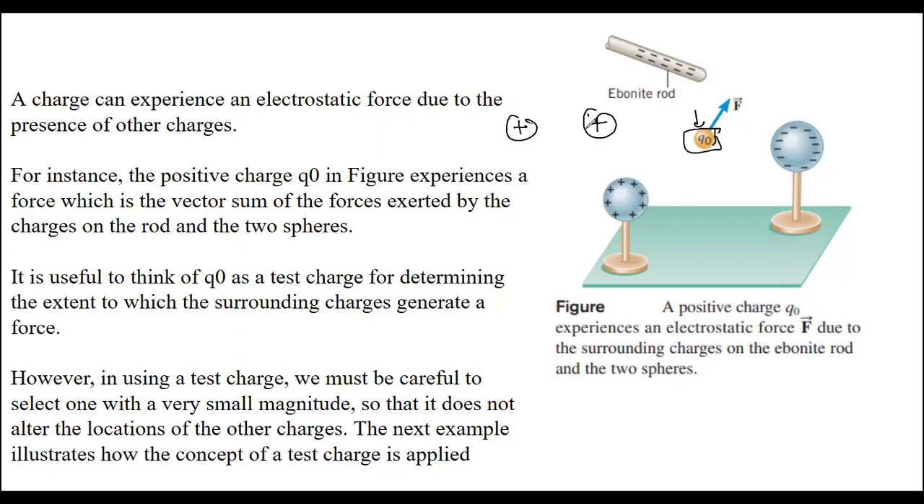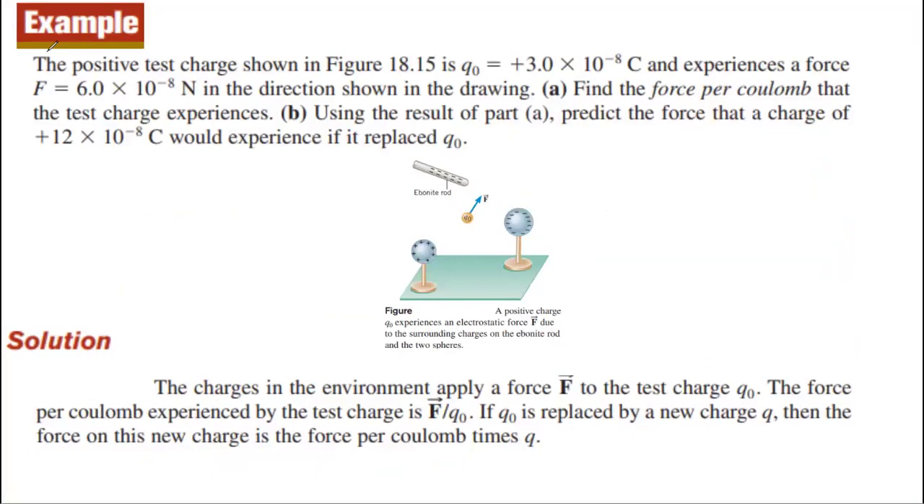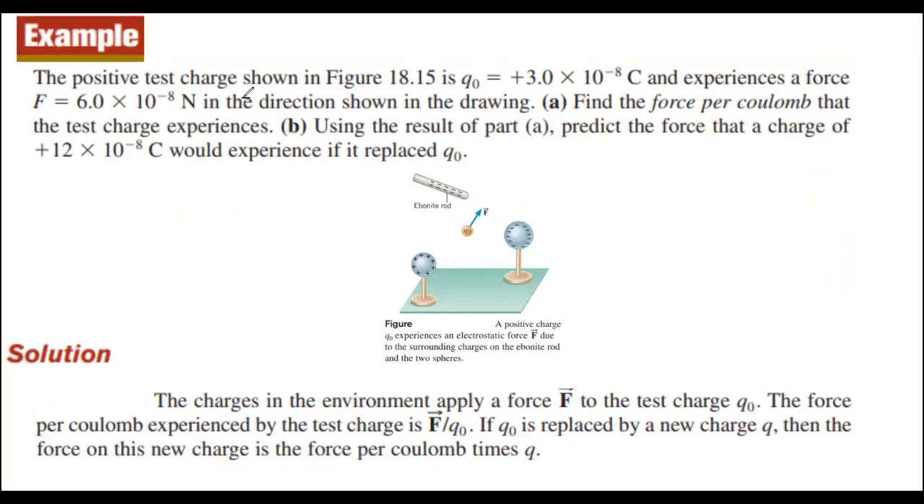Now let's try to solve a question over here, which says that the positive charge that is shown over here, the value of the charge Q naught is given as 3 into 10 to the power minus 8 coulombs, and it experiences a force of 6 into 10 to the power minus 8 Newton in the direction shown in the drawing. First question is, find the force per coulomb.